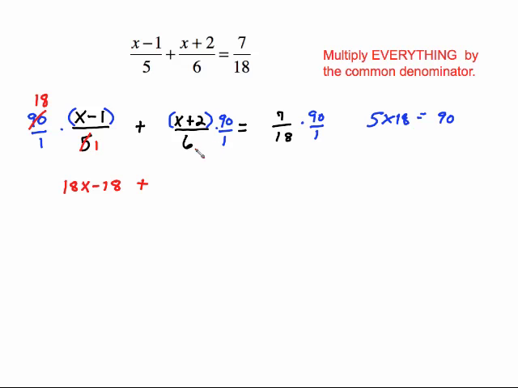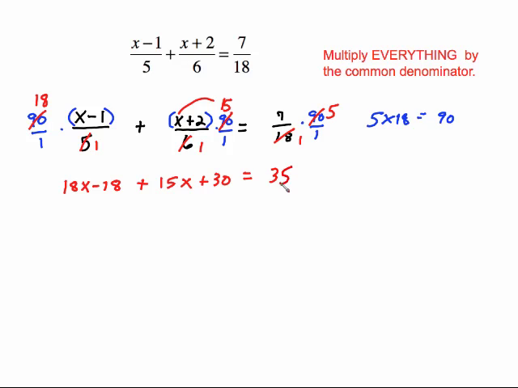Same situation over here. 6 goes into 6 once, 6 goes into 90 15 times. Distribute the 15 through this parentheses, makes 15 times x is 15x. 15 times 2 is 30. So we've gotten rid of the fractions on the left side. On the right side, 18 goes into 18 once, 18 goes into 90 5 times. 5 times 7 is 35.